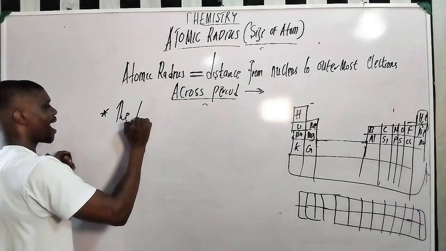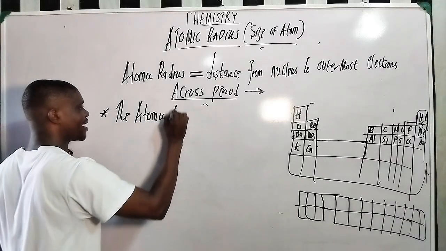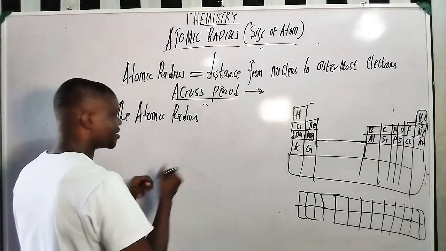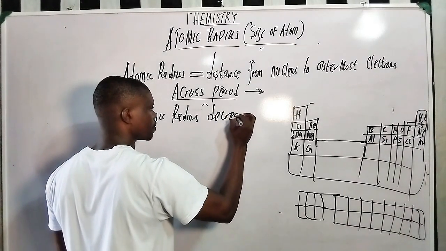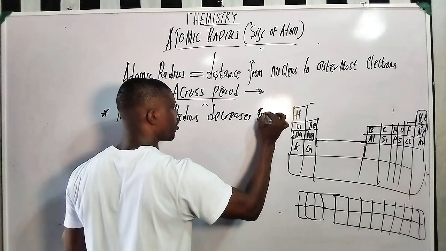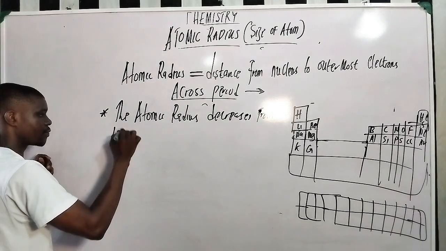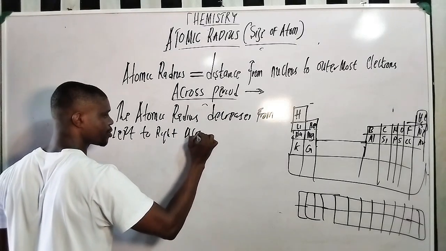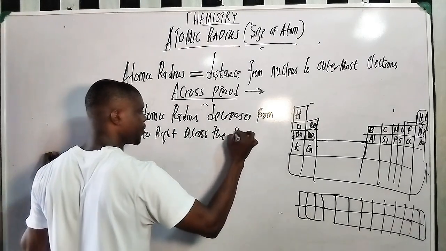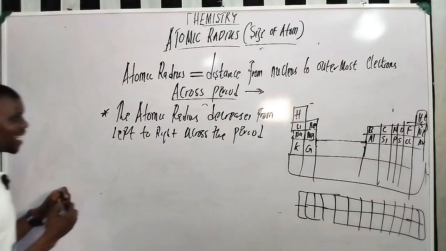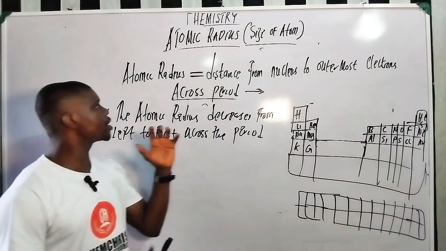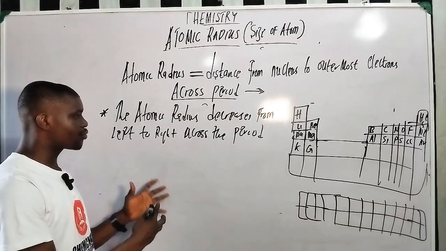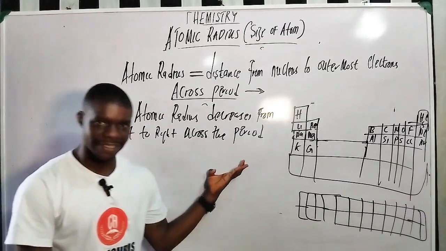The atomic radius decreases from left to right across the periods. So when we talk about the atomic radius decreasing from left to right across the period, you now know the reason why.